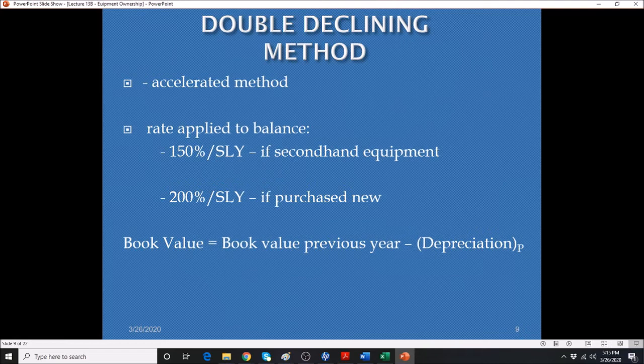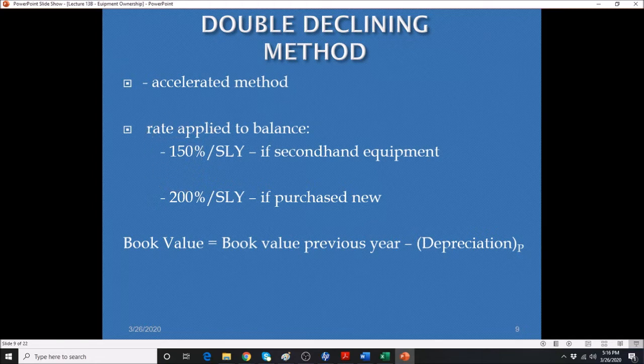And of course, we have the second method. They call it the double declining method. It declines at every given period. It is not the same or uniform at every given time. So it depends on the type of equipment, whether those are second-hand or purchased new. We have here a constant value that has been established and recognized by the IRS.